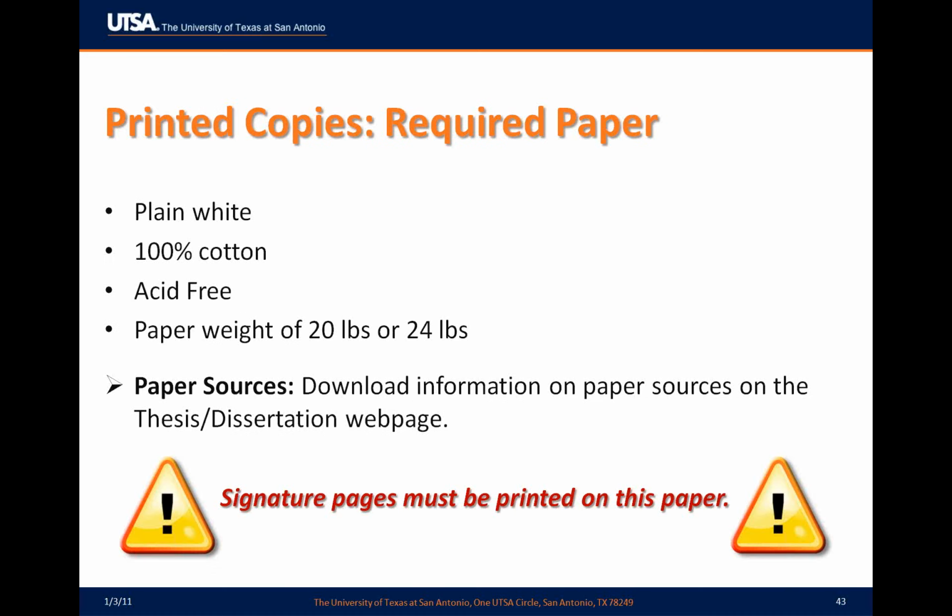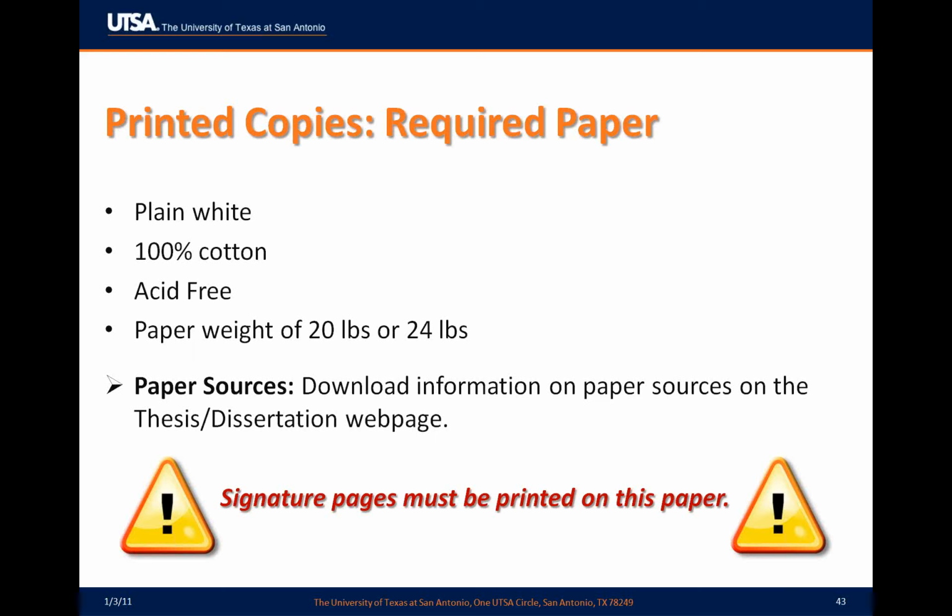Your printed copies have to be on a specific kind of paper. This is the final copy paper. That paper should meet these following requirements. It should be plain white, 100% cotton, acid-free, and the paper weight should be 20 or 24 pounds. Now, we do have a list of places where you can buy this paper available on our website.